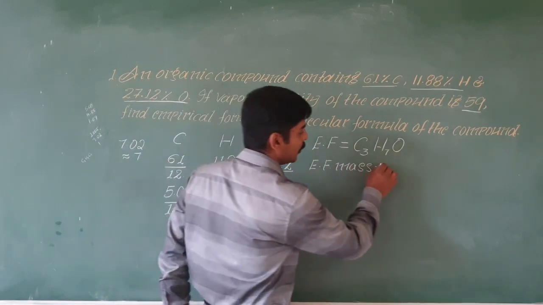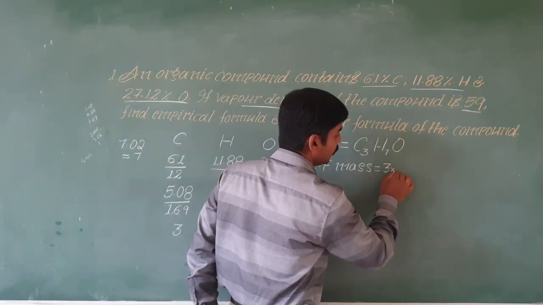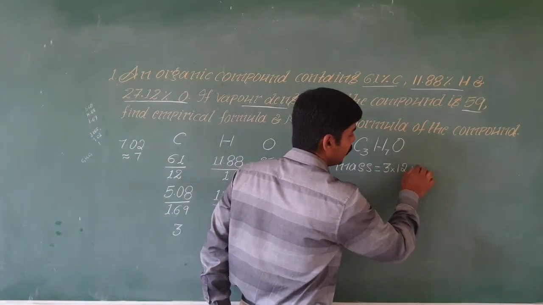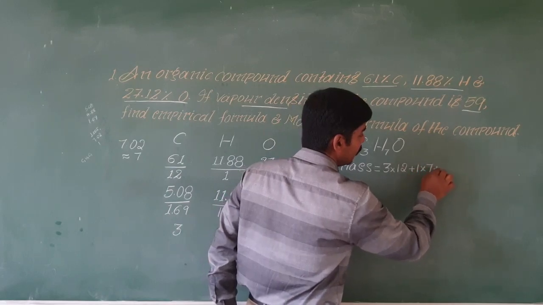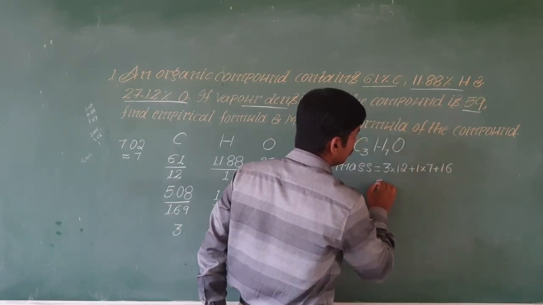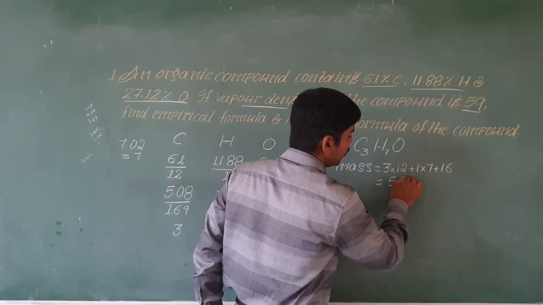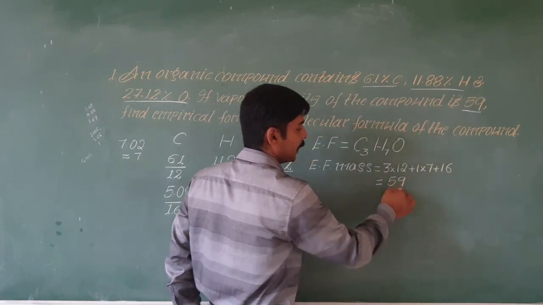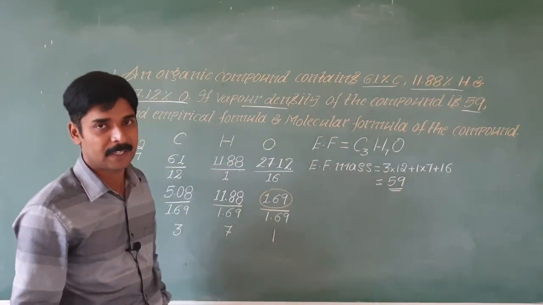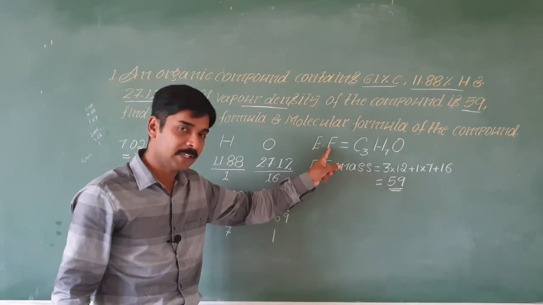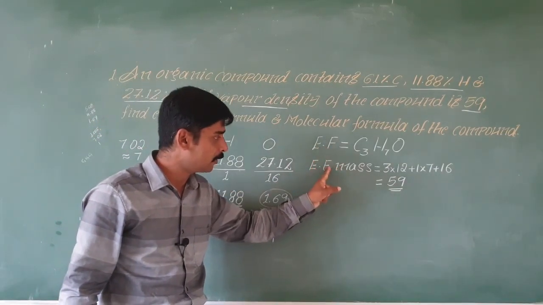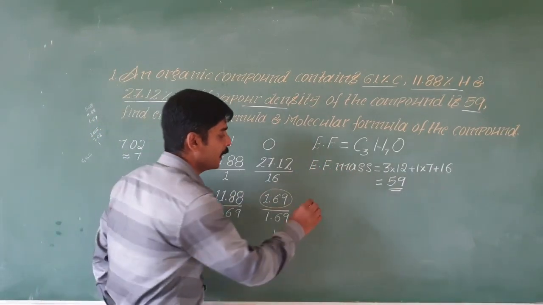So the empirical formula mass of this compound is 3 into 12 plus 1 into 7 plus 16. This will come around 59. So if you multiply and add, you will get it as 59. So after writing the empirical formula, you must calculate the empirical formula mass. Now you must find the value of N.